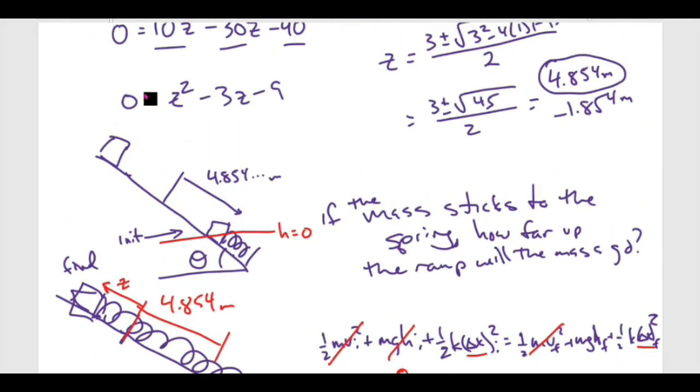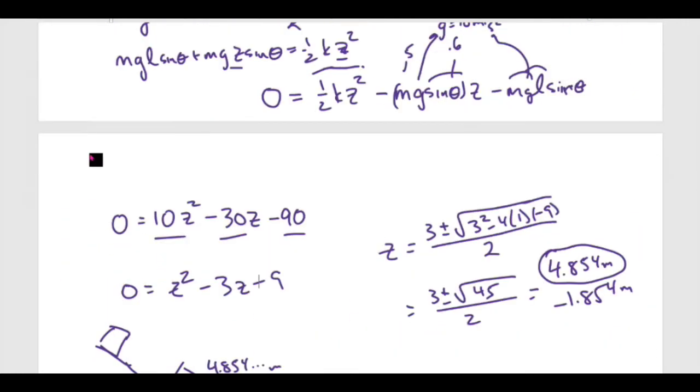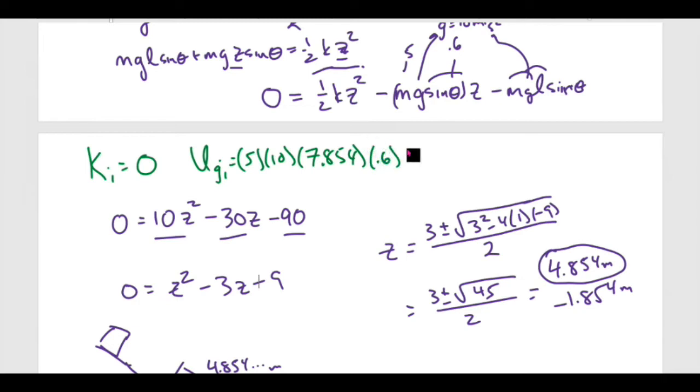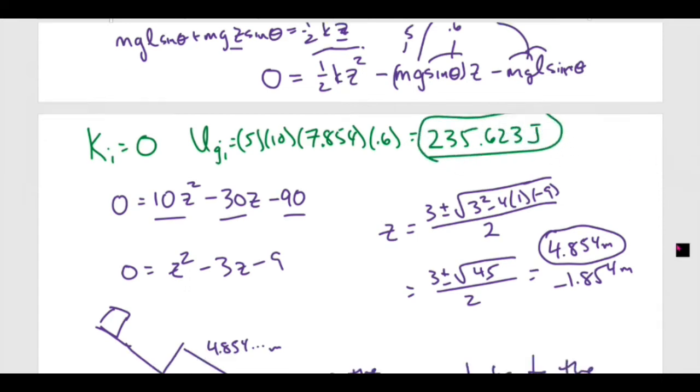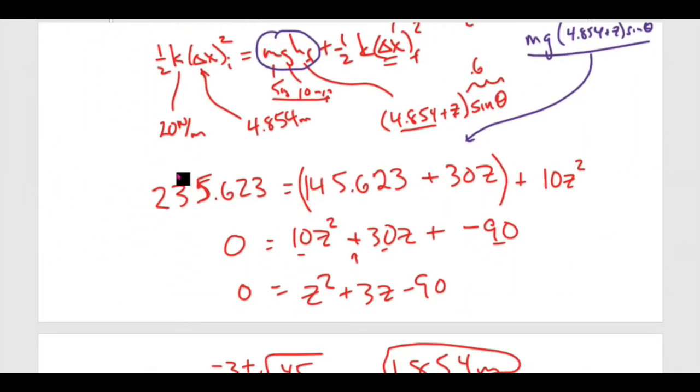If we scroll back up and we look at the energies, initially, our initial energy, K initial was 0, UG initial was MGH, so 5 times 10 times how far up from 0, which was 7.854, times the sine of 37 degrees, which was 0.6, and we have 235.623 joules. That is the amount of energy we had at the beginning of the problem, and as we discovered down here, that is the amount of energy we had when the spring was at the bottom.